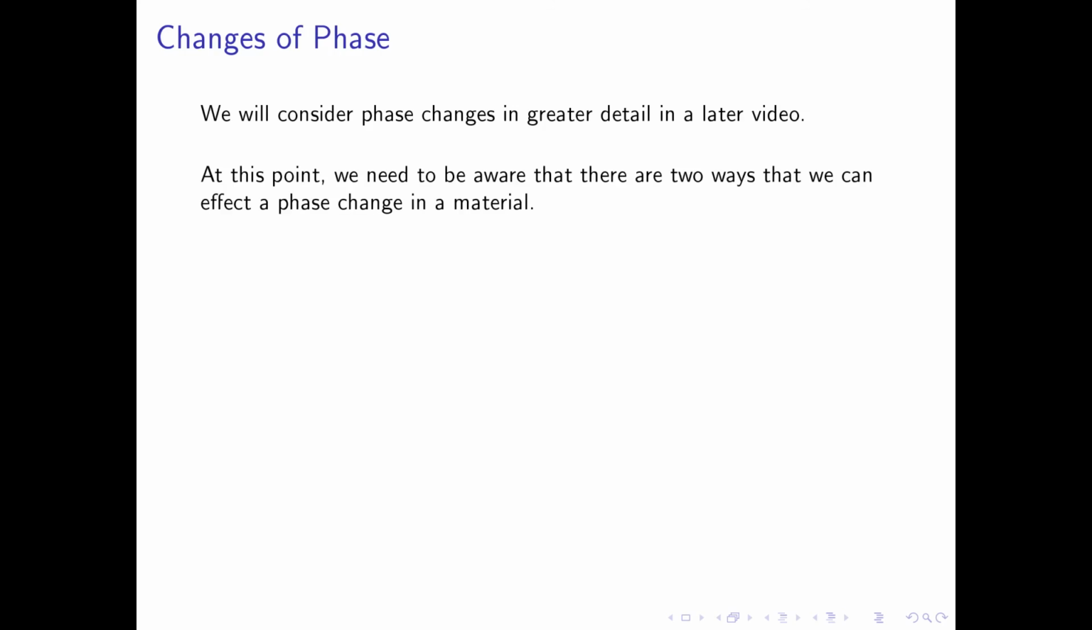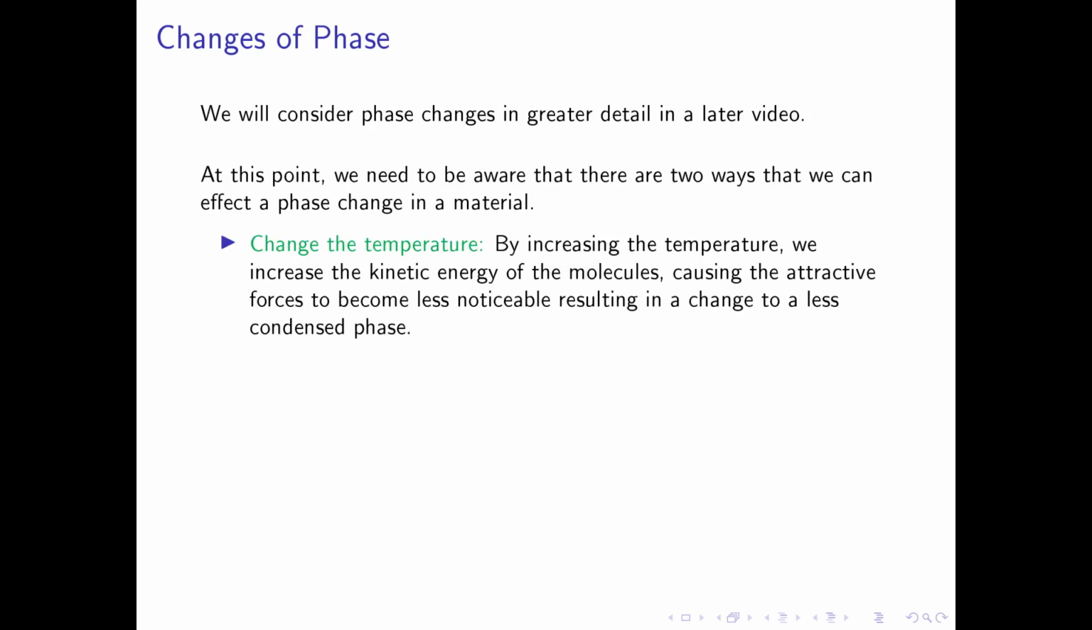The last topic that we will consider is phase changes, and we will discuss these in much more detail in a later video. But at this point, we need to be aware that there are two ways that we can affect a phase change in a material. First, we can change the temperature. By increasing the temperature, we increase the kinetic energy of the molecules, causing the attractive forces to become less noticeable, which results in a change to a less condensed phase.